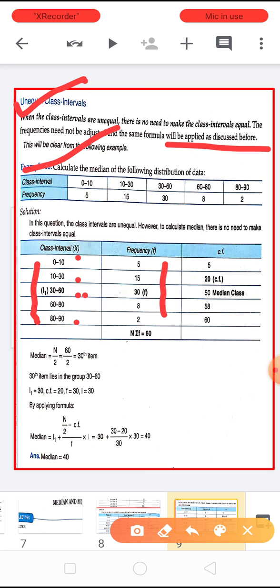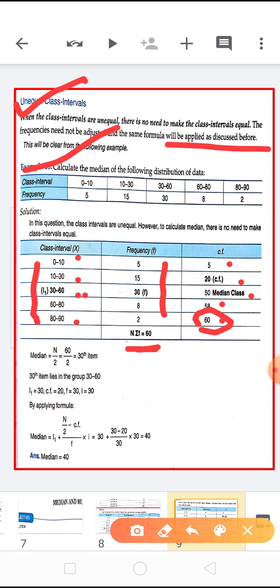So we need to first calculate the cumulative frequency. This is 5. 5 plus 15, that is 20. 20 plus 30, that is 50. 50 plus 8, that is 58. And 58 plus 2, that is 60. Now we need to find out the sigma f. If the summation of the frequencies is equal to the last value of the cumulative frequencies, then the calculation of CF is right.